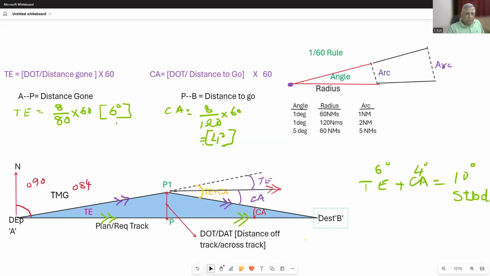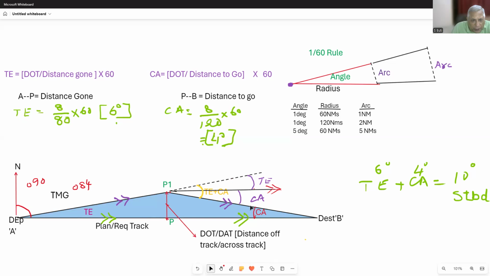From this point P1, if I turn right by only the amount of track error, I will start flying parallel to the original track. In this case, I have found out that distance off track is 8, gone is 80. Track error is 8 by 80 into 60, 6 degrees. And if I turn right by 6 degrees, I will start flying parallel to this track.